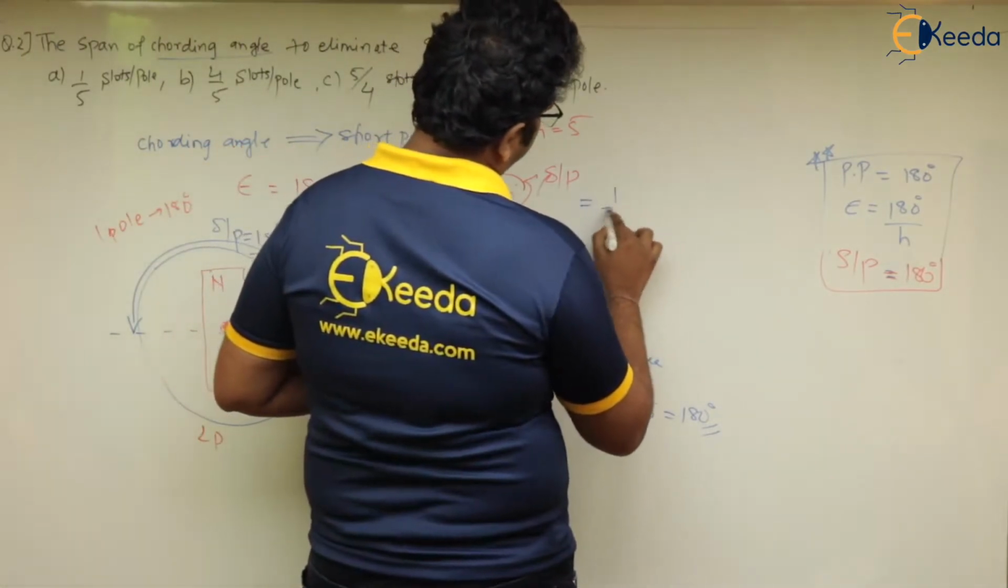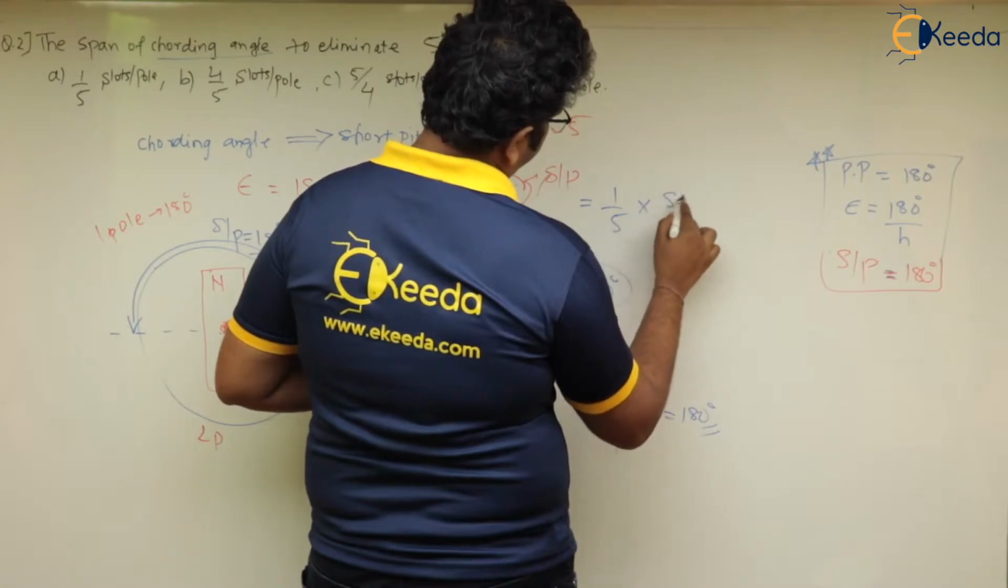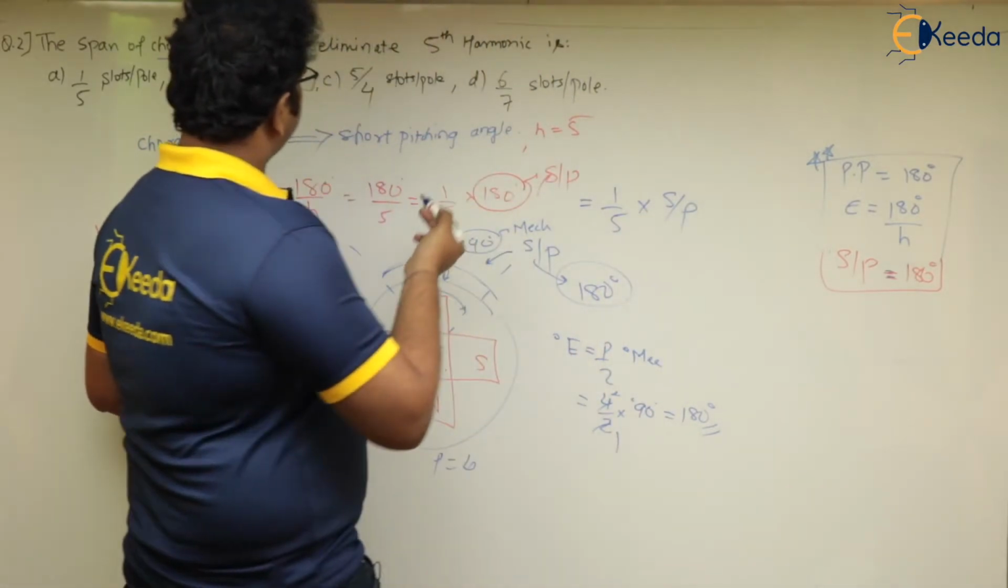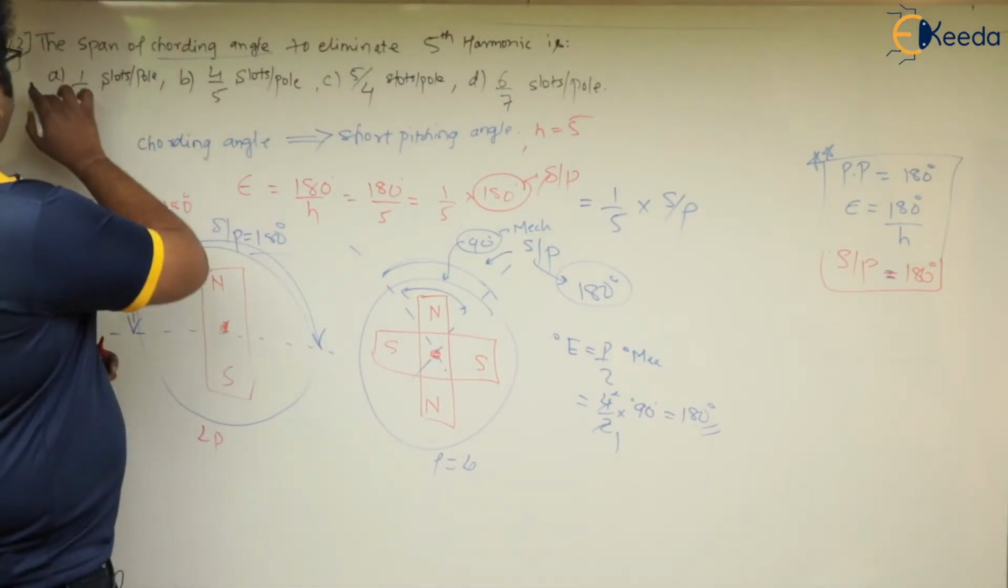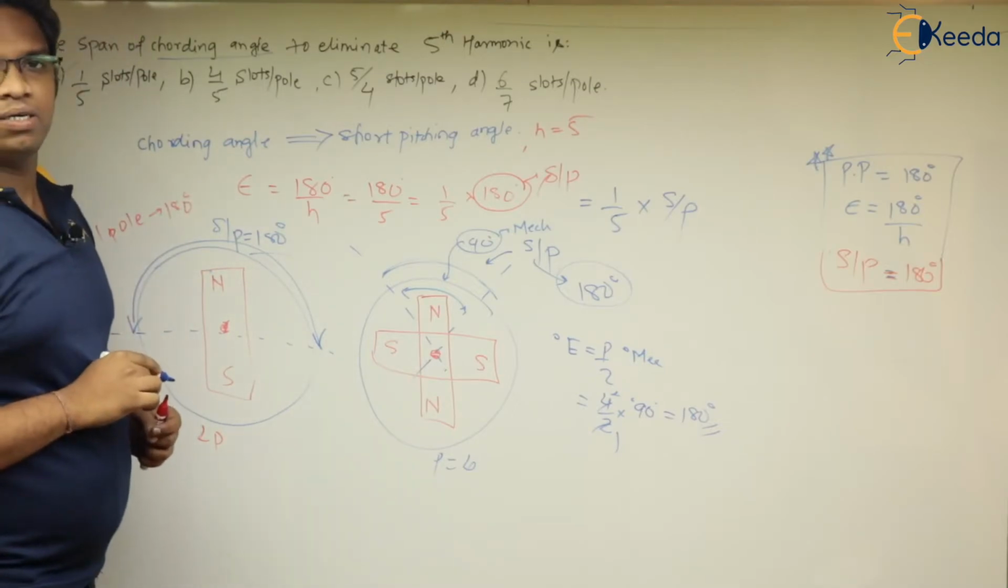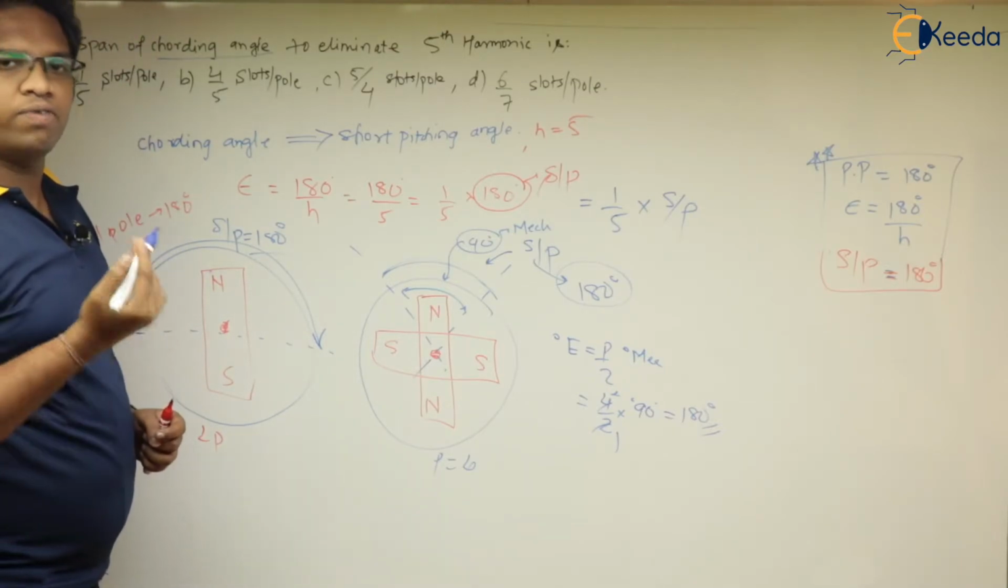So I can also write it as 1 by 5 multiplied by slots per pole. What is there? 1 by 5. Yes, this is the answer. Option A is the answer. Now let us think of the next problem.